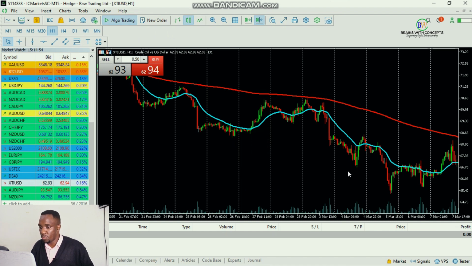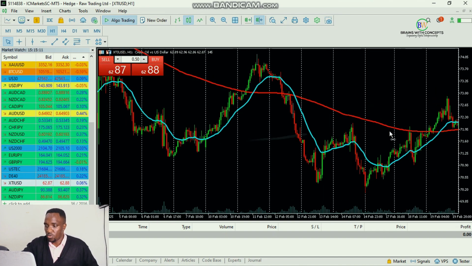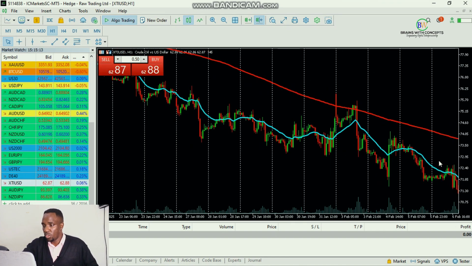We want to see a situation whereby price is pulling back to the 21 moving average, and around this zone, like in this example here, price did pull back around this 21 moving average zone. It did give us this bearish pin bar, which would have been our confirmation. But I want to show you numerous examples.